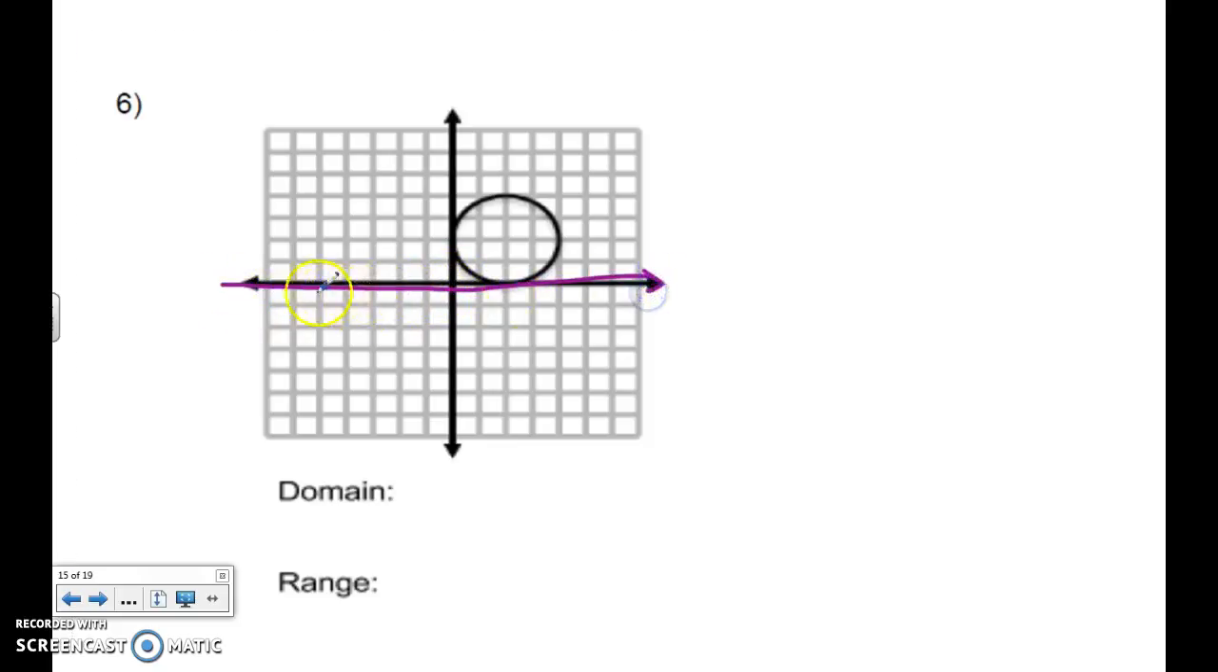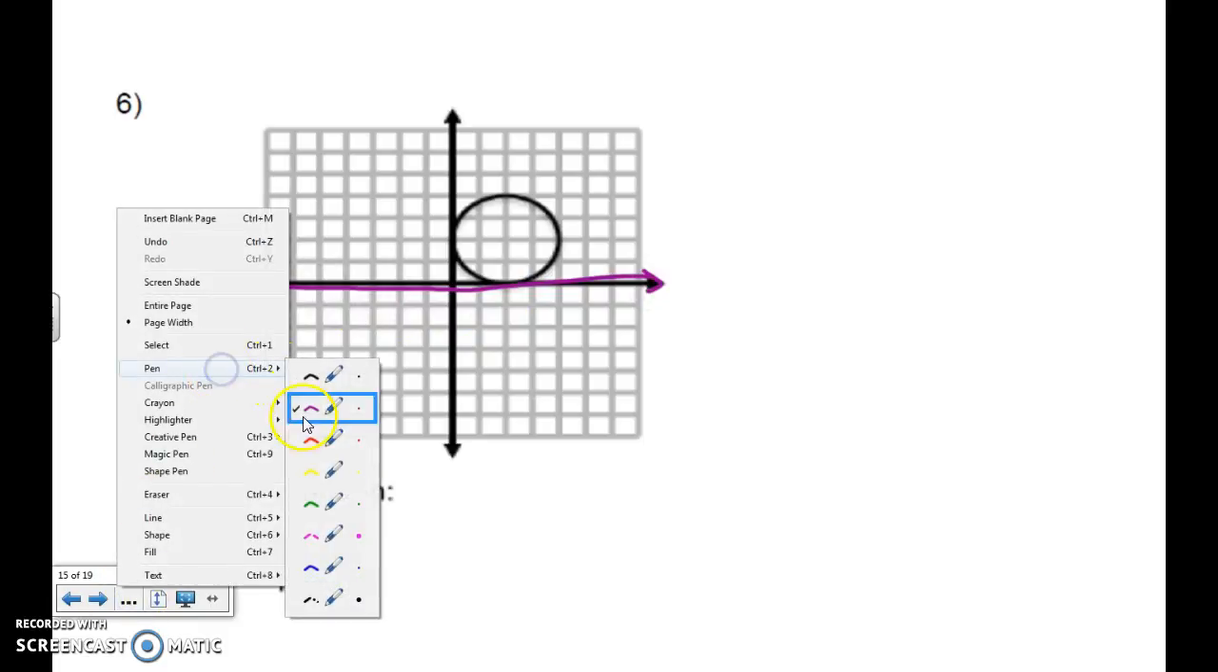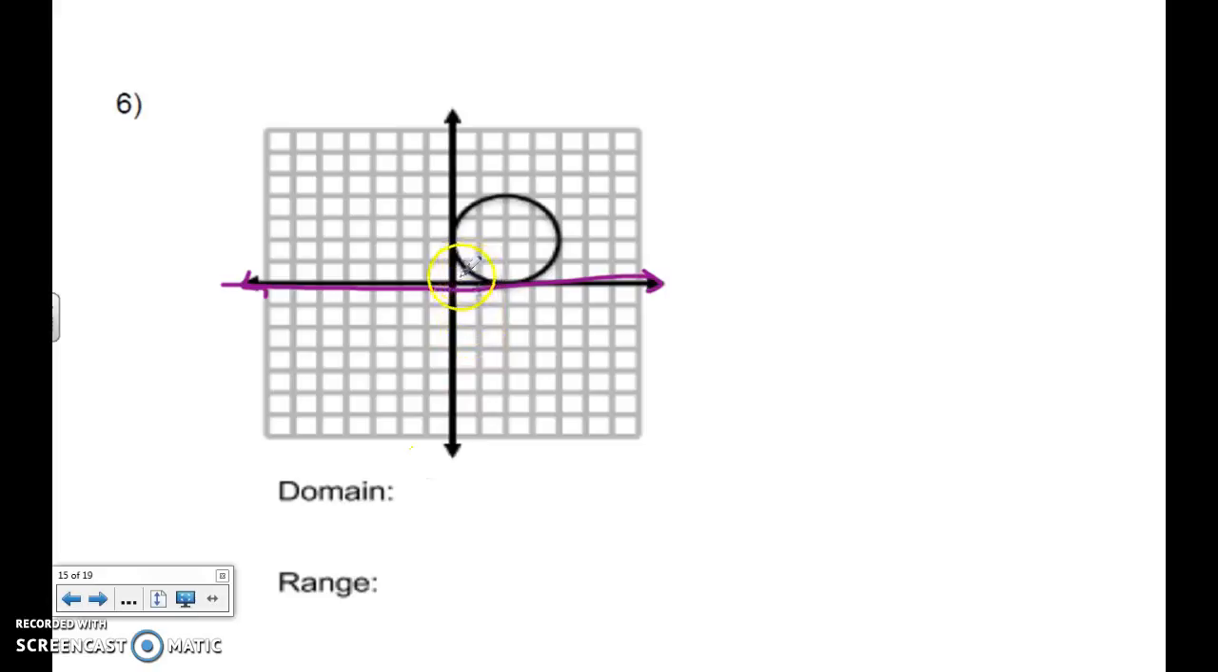So I'm going to choose a different color. You guys don't have to choose colors, but I like colors. So let's choose a green one. I want to highlight where it starts. It looks like my graph starts right here on the x values, and it goes all the way here. Everything between those two x values exists for that graph.